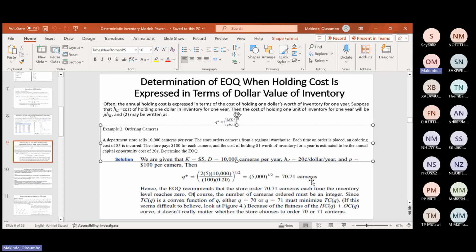And either, because, even from sensitivity analysis, if you get closer to the EOQ, you know that the cost implication is very low. So you can either order 70 or 71. You can't order a fractional amount. So you round it up or round it down. And that's why we said your EOQ can either be 70 or 71, because you cannot have a fractional camera.